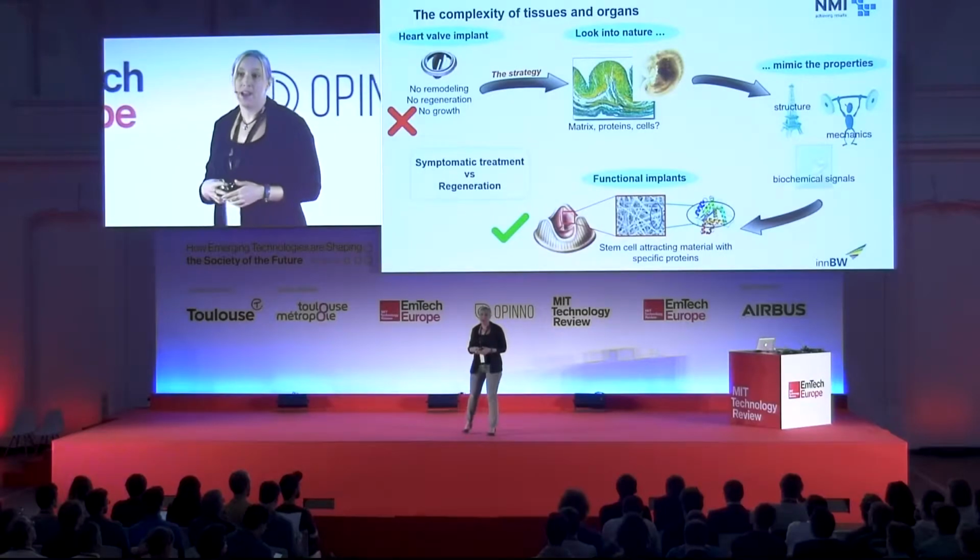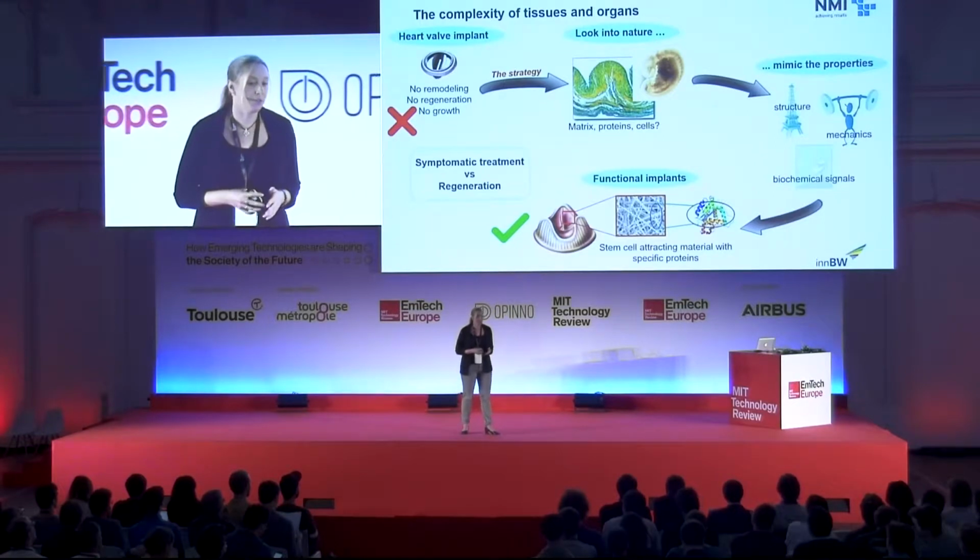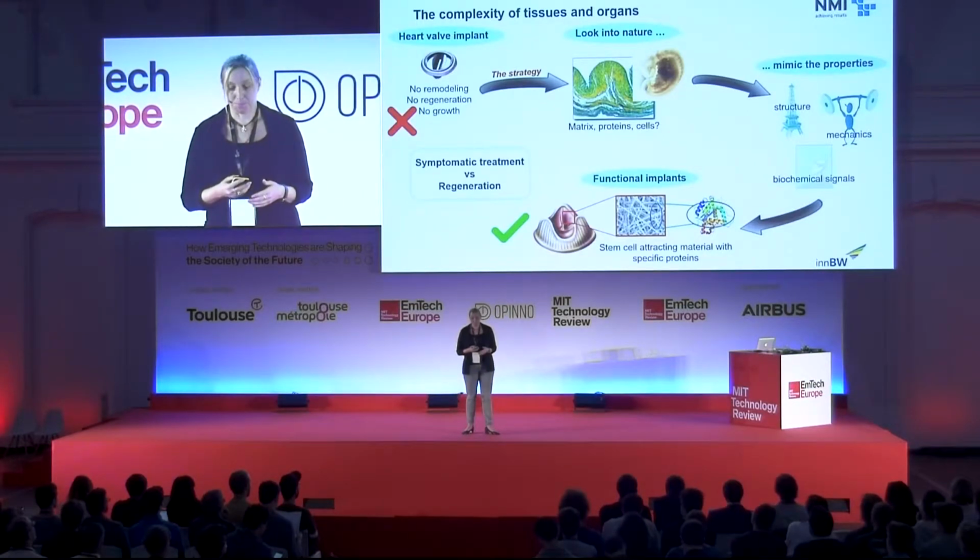So we want to mimic the structure or the architecture. We aim to mimic the tissue mechanics. We also want to have biological signals in there, which guide cells so that they do what they should do. And so we aim to end up with functional implants, which, for example, can also be implanted acellularly because they have specific capture proteins that they can use to capture cells from, for example, the bloodstream. So the vision is that we want to have regeneration instead of symptomatic treatment, which is what we have at the moment.